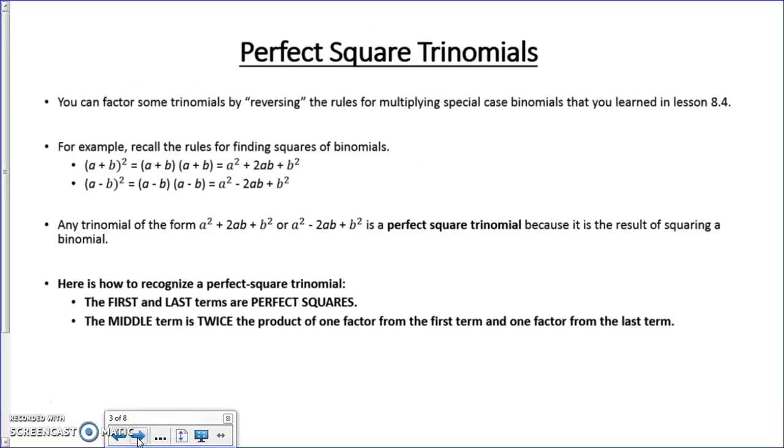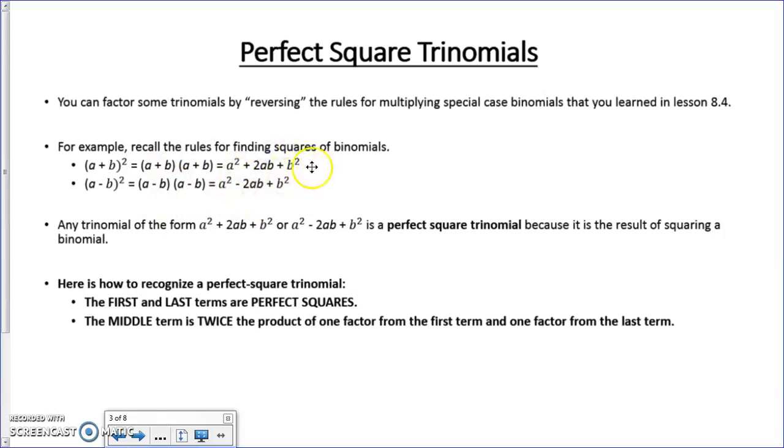Perfect square trinomials. You can factor some trinomials by reversing the rules for multiplying special case binomials that you learned in lesson 8.4. For example, recall the rules for finding squares of binomials. A plus b quantity squared equals a plus b times a plus b, which is equal to a squared plus 2ab plus b squared. We did this in lesson 8.4, so this is just a review. In this lesson, we're working backwards.